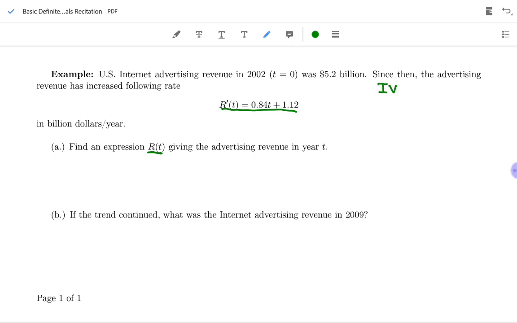So when we're doing word problems with these antiderivatives, it's probably just an initial value problem. So I want to remember, if I'm given a derivative and I'm asked for the original, then I need to do my 3 steps to solve an IVP, an initial value problem.